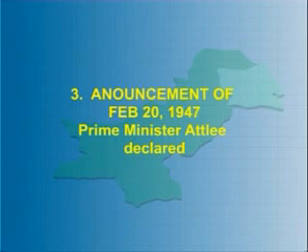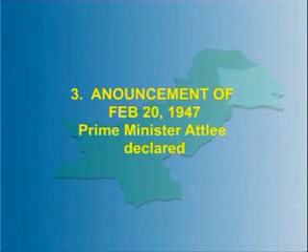Now we move on to the third issue, that is the announcement by the British government on February 20th, 1947. This announcement of February 20th, 1947 was a very important announcement, because that announcement showed that the British government would, in due course of time, withdraw from India, and India would become an independent state. Therefore, that's a very significant statement by the British government.